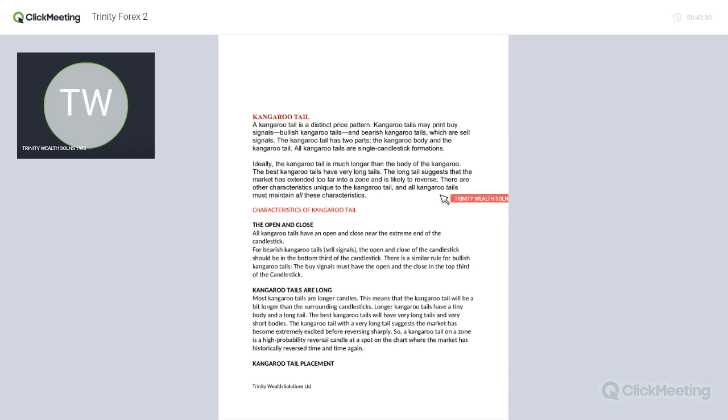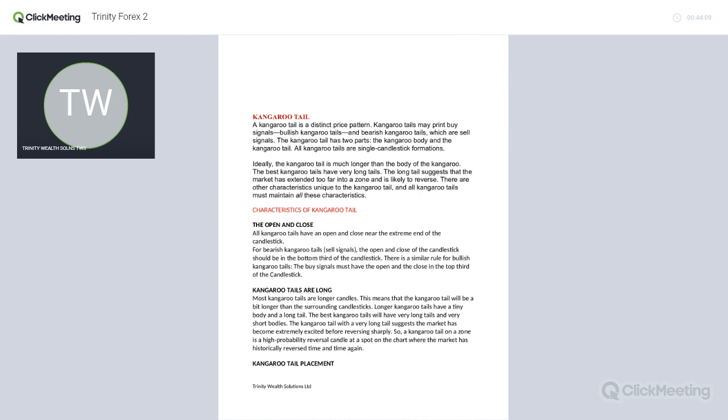So there are other characteristics unique to the kangaroo tail, and all kangaroo tails must maintain all these characteristics. We look at the open and the close. Remember what we looked at, the open and closing of the candlestick. All kangaroo tails have an open and close near the extreme end of the candlestick. Remember, in between the opening and the close, that is the body of the candlestick.